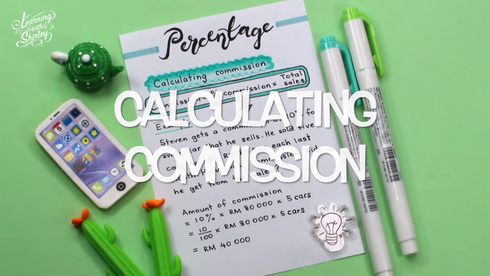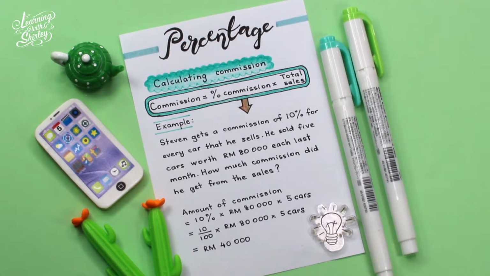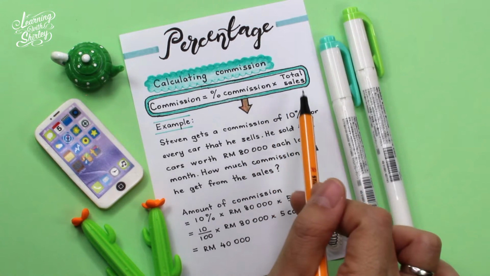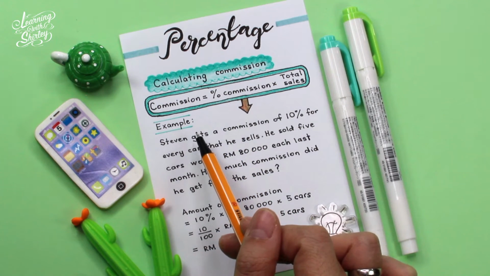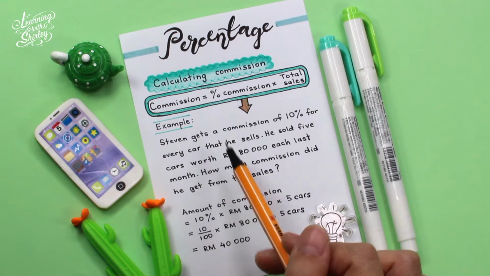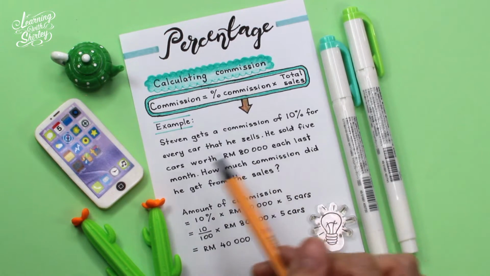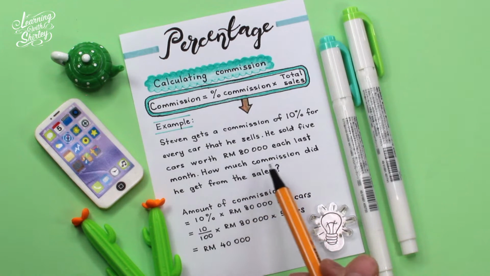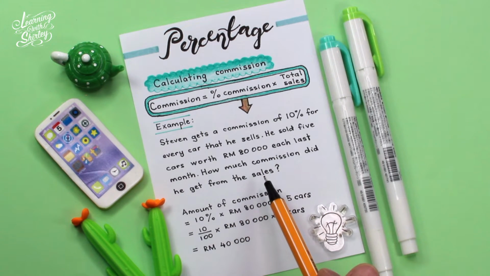How to calculate commission? To calculate commission, we have to use this formula, which is percentage of commission times total sales. Let's look at this example. Stephen gets a commission of 10% for every car that he sells. He sold 5 cars worth 80,000 ringgit each last month. How much commission did he get from the sales?